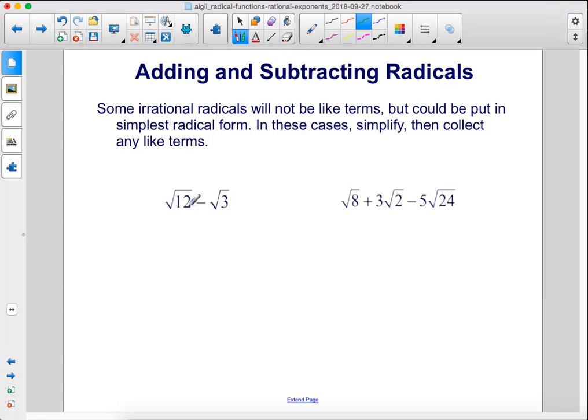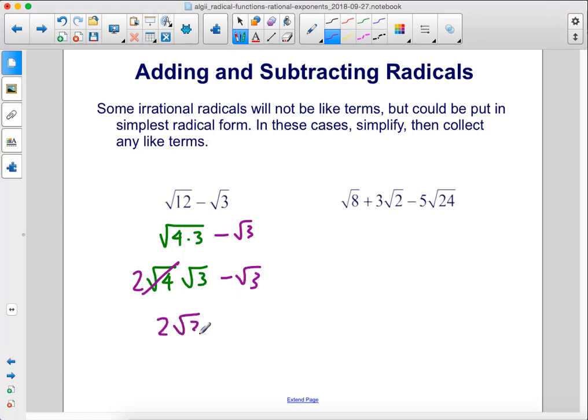So the square root of 12 can also be rewritten as the square root of 4 times 3, and this can be rewritten as the square root of 4 times the square root of 3, and the square root of 4 is 2. So now we have, and we still have this negative square root of 3 at the end here. So now we have 2 times the square root of 3 minus the square root of 3.